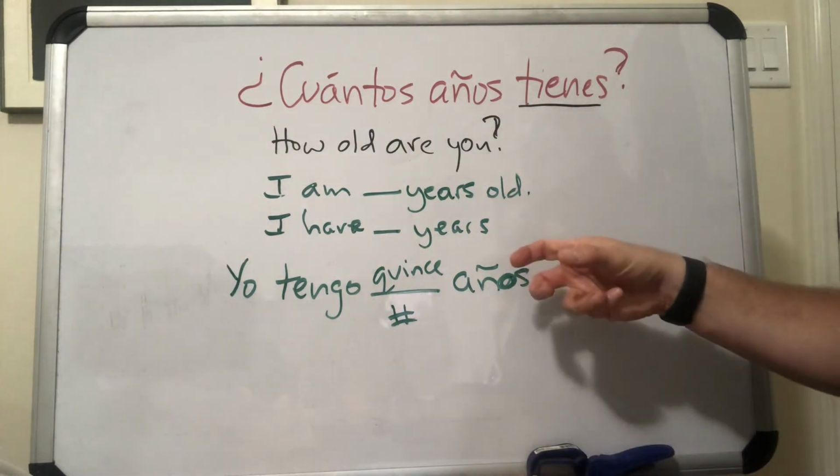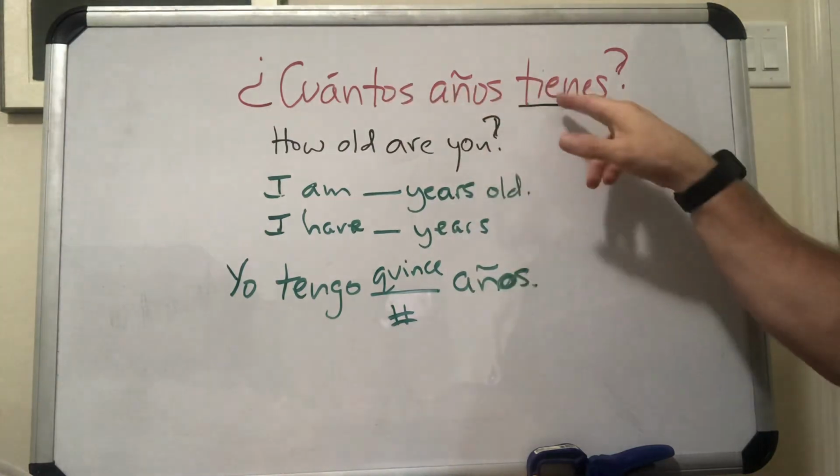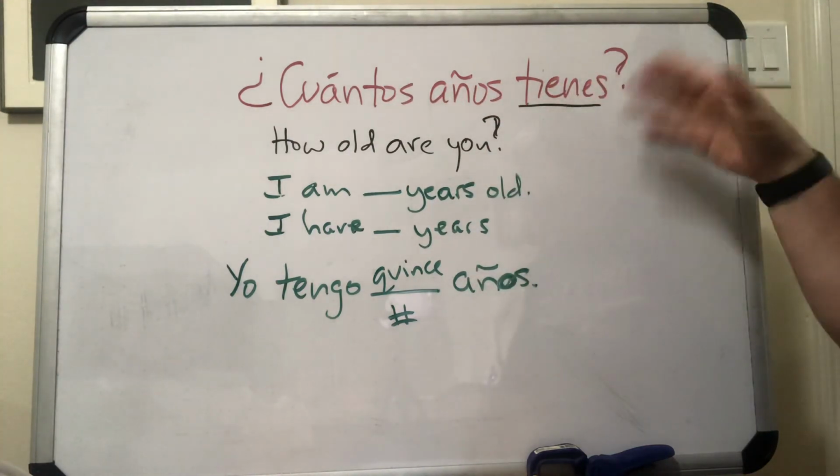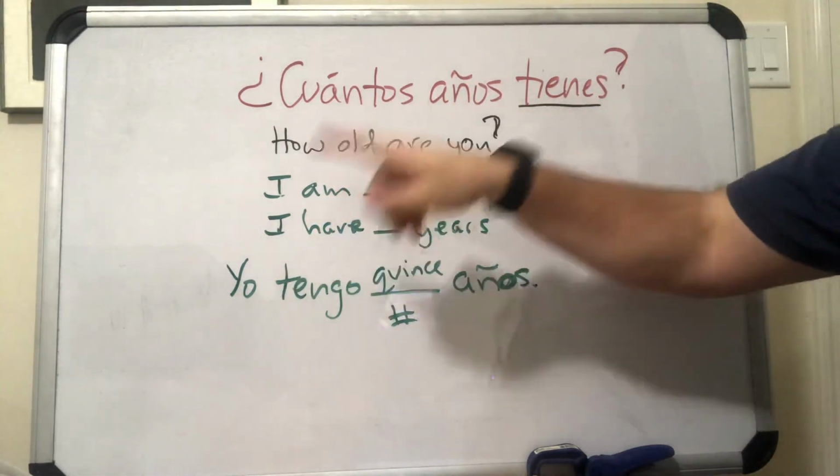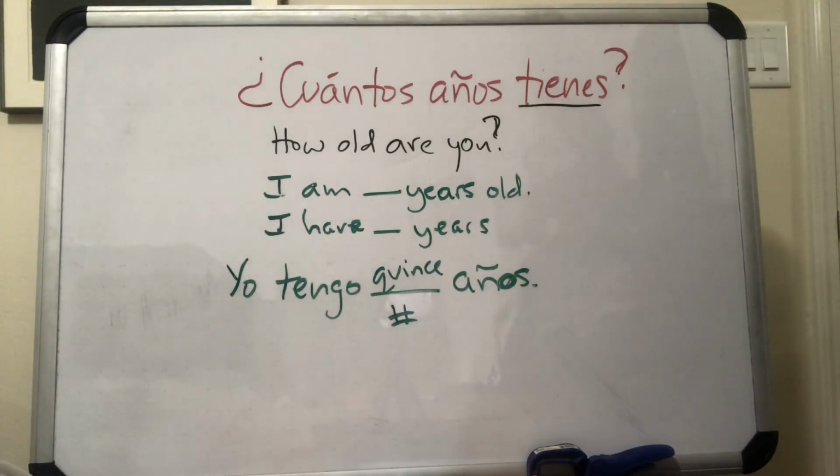If you're asking about somebody else, cuántos años tiene Pablo? You're asking how old Pablo is. Pablo tiene, we still stick with tiene, okay? We might use some different forms, but we're still going to use tener every time we're talking about how old somebody is. All right.